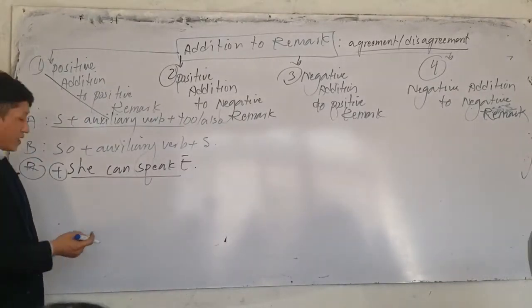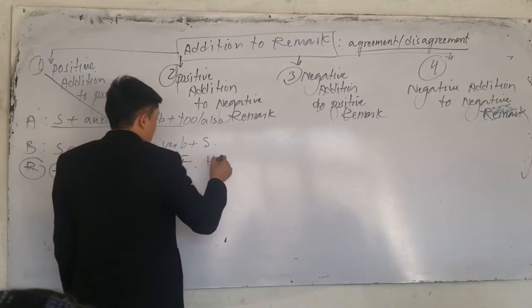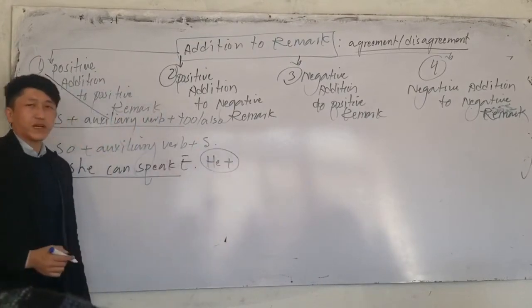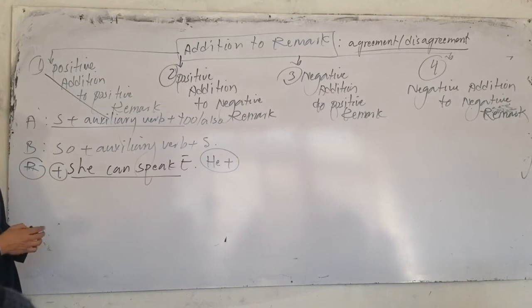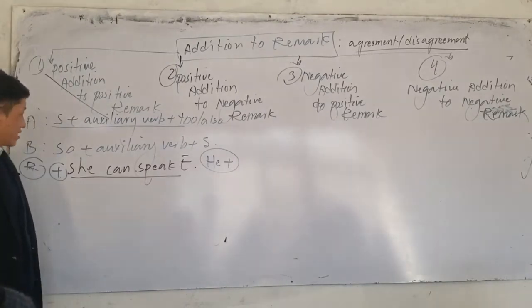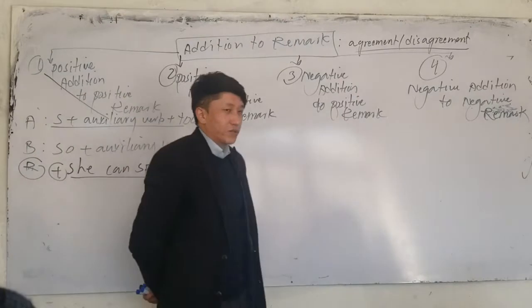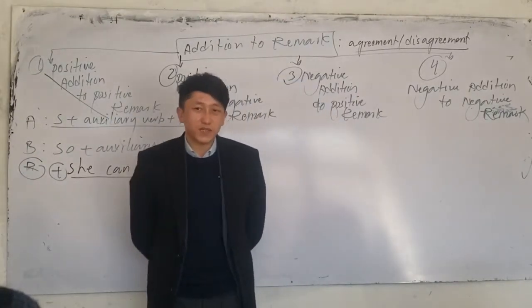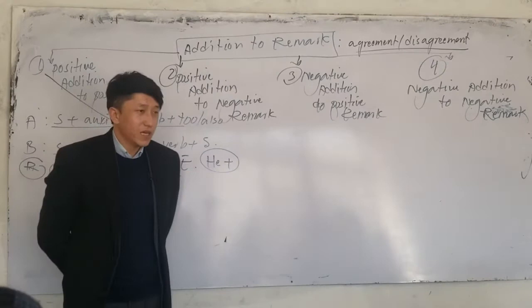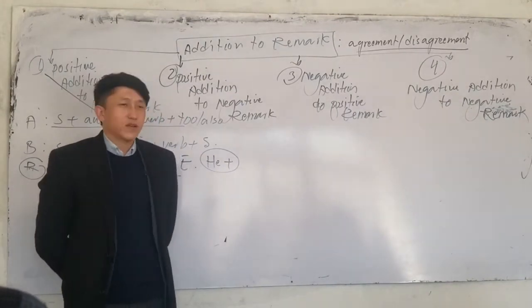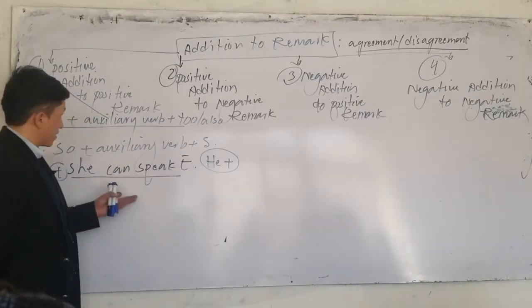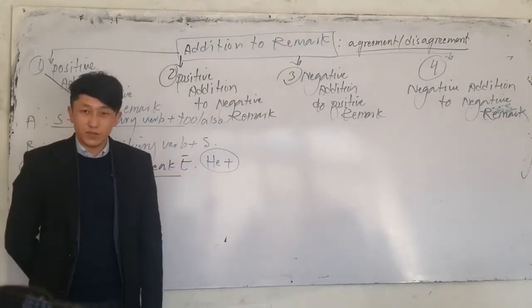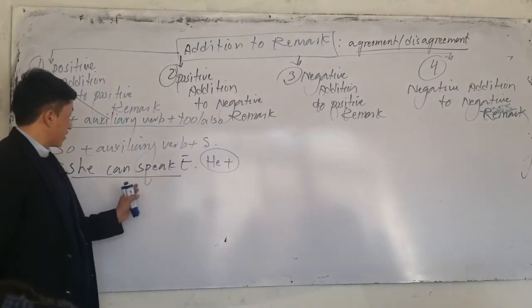She can speak English. Now the subject is he, and this is also positive. It means addition is also positive. How can I add he to this sentence? If you don't use addition to remark, you can say he can speak English also, or he can speak English too, but it's a long sentence. So in order to use the short one, I have to use addition to remark. You can also say he can also speak English.